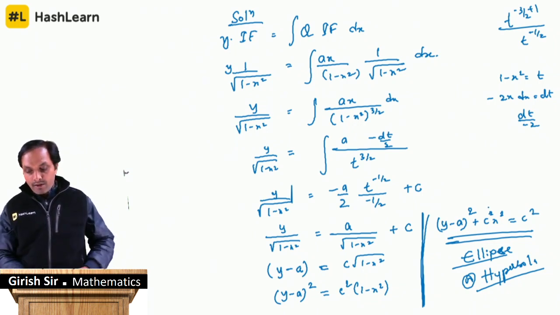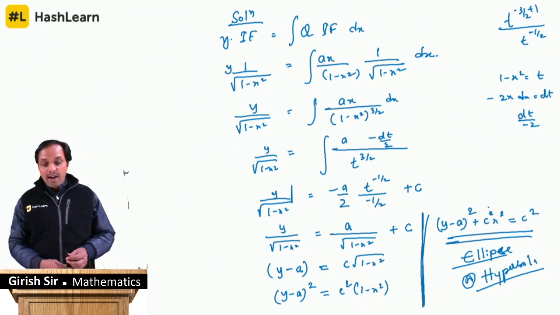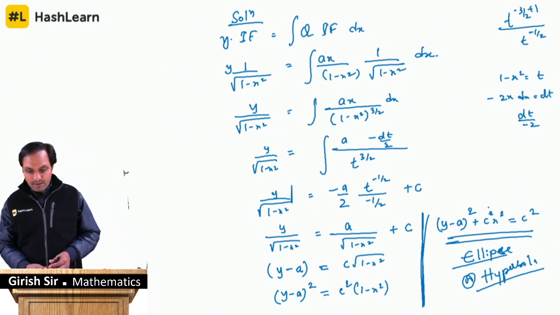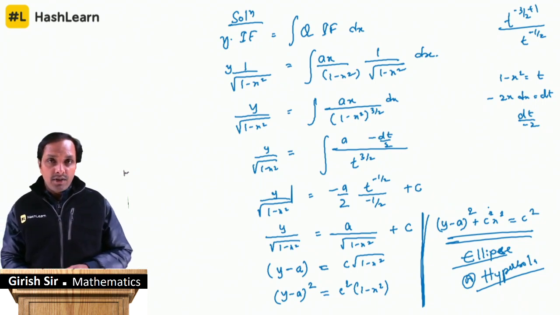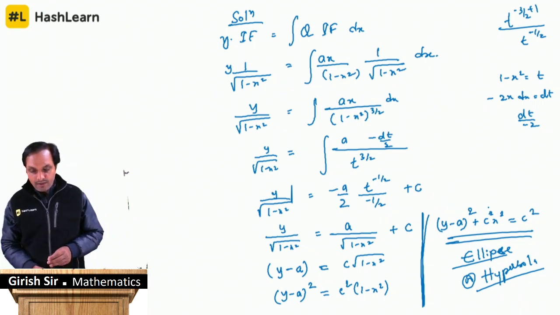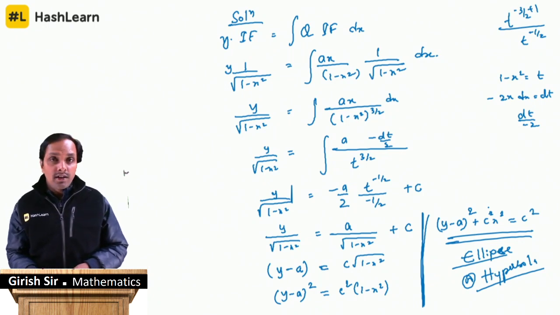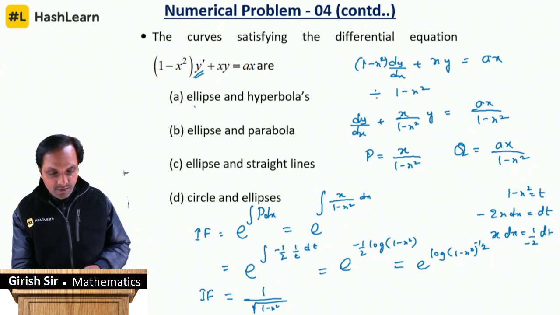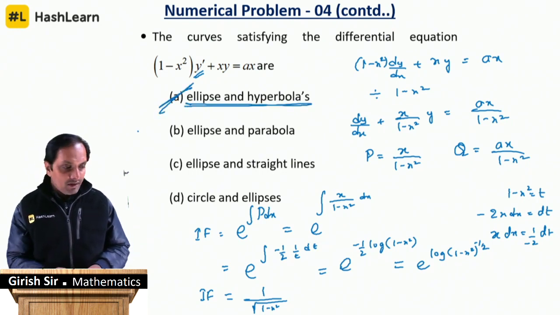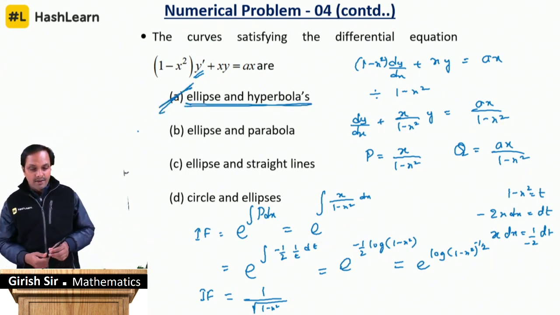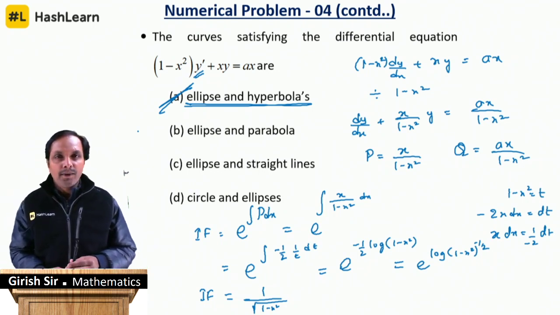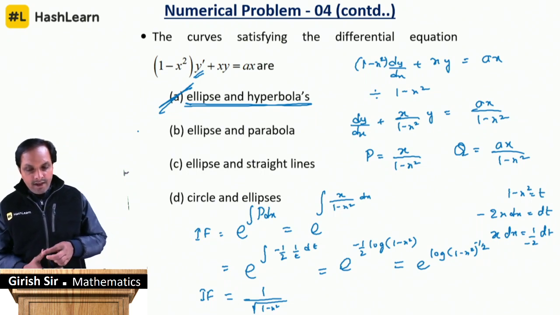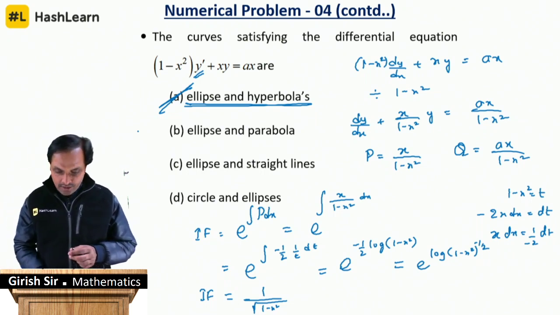Here the x square coefficient is c square and y square has a coefficient of 1. So a different coefficient of x square and y square in a double degree equation of x and y gives the curve as an ellipse or hyperbola. There is an option, ellipse and hyperbola, in option A, and that is your answer. Fine, then let us go to the next question.